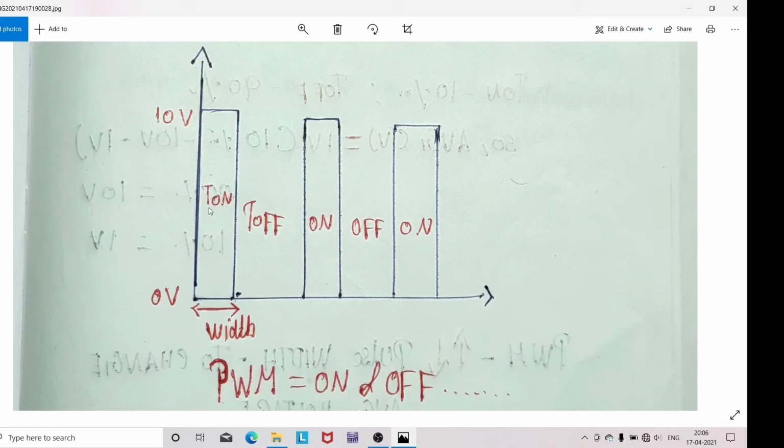Now the waveform of the pulse width is adjusted to increase and decrease, and this is called pulse width modulation. So I wrote pulse width modulation equal to on and off.